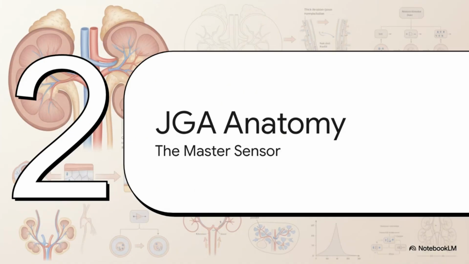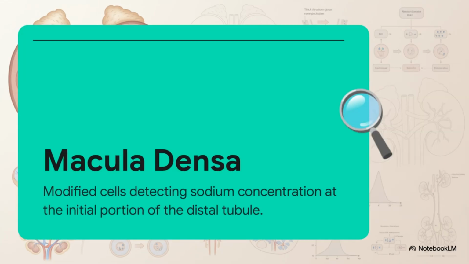All right, Section 4, Juxtaglomerular Apparatus Anatomy, the master sensor. We have now arrived at the real climax of this explainer, the microscopic control center that connects tubular flow directly back to systemic cardiovascular regulation. So let's dive into this incredibly specific cellular modification.